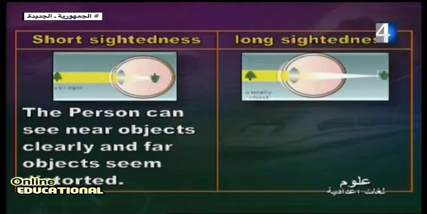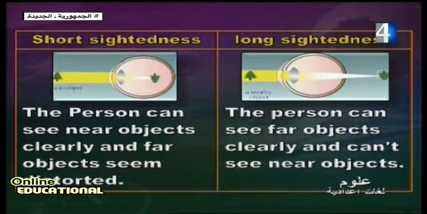The opposite is in long-sightedness. The person here can see far objects clearly and can't see near objects. Near objects in this case will be distorted or not clear. So again, short-sightedness: see near objects clearly. Long-sightedness: see far objects clearly.